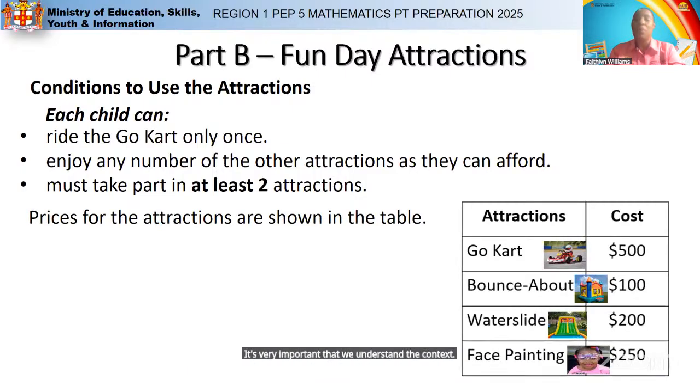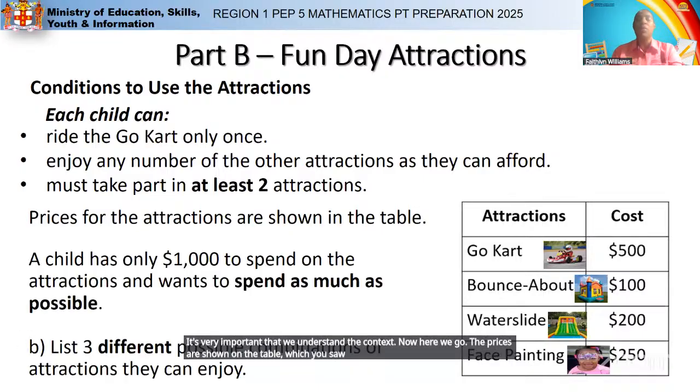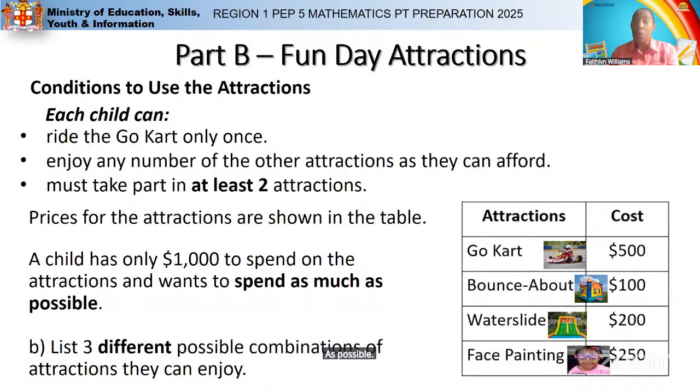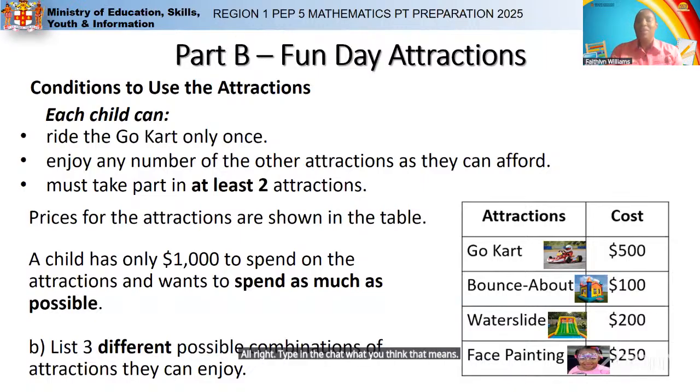Now, here we go. The prices are shown on the table, which you saw earlier also. Look at this. It says, a child has only $1,000 to spend on the attractions and wants to spend as much as possible. Again, it's in bold, and so it's telling you something. The child wants to spend as much as possible. All right? Type in the chat what you think that means.